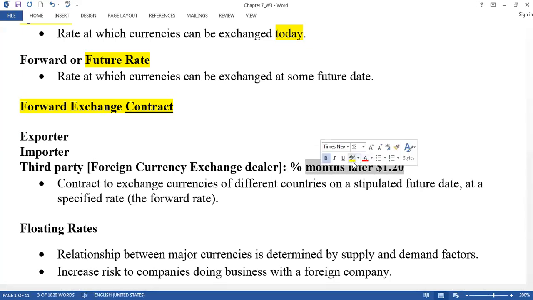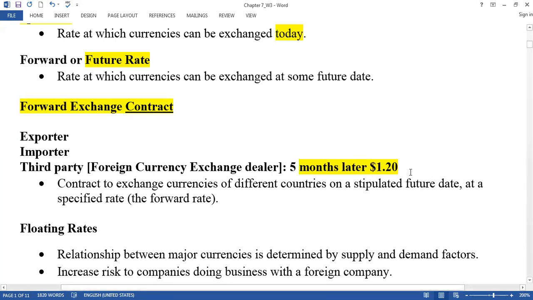Try to understand, 5 months later, what is the rate at the time in the market? It doesn't matter. I will give you this rate. Do you understand? Today you make a contract with a third party that you are going to pay some money 5 months later to Germany or UK or any other country. So 5 months later, what should be the rate? Maybe it's favorable, maybe it's unfavorable. You don't know what will happen 5 months later.